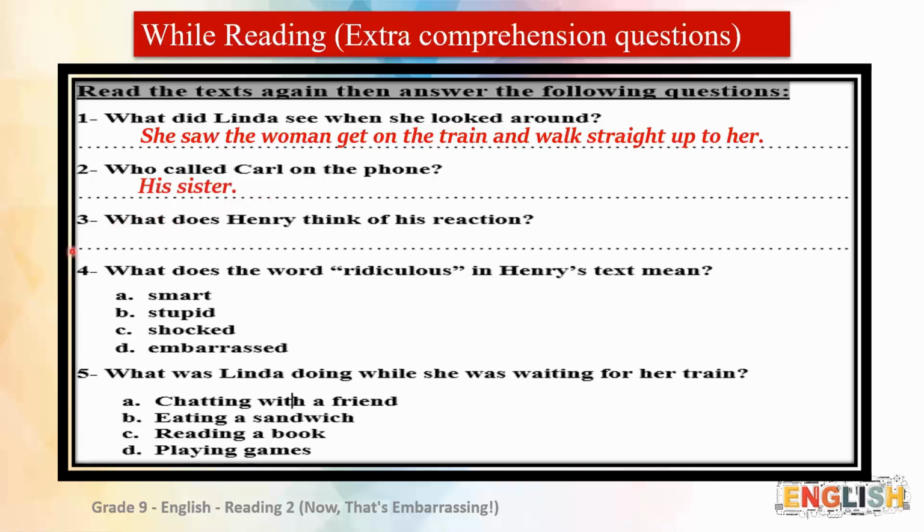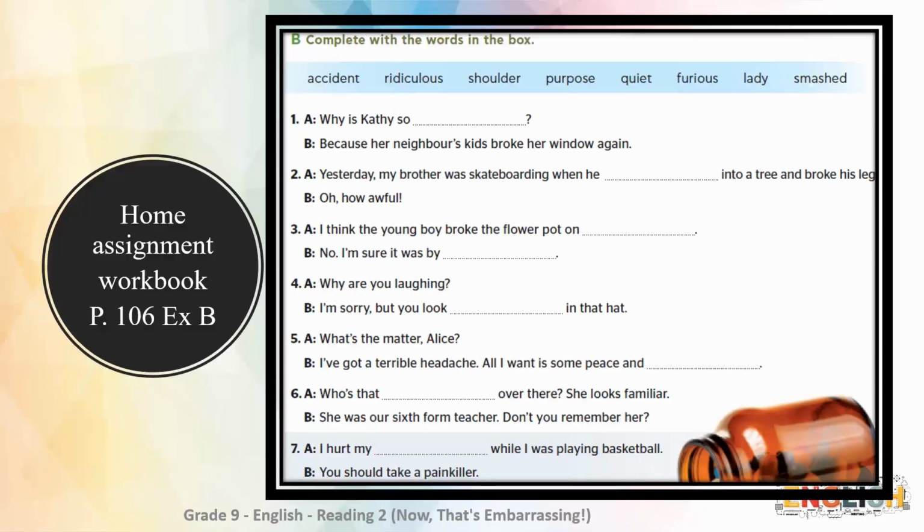Question 3. What does Henry think of his reaction? That's right, he thinks it was ridiculous. 4. What does the word ridiculous in Henry's text mean? Perfect, stupid. 5. What was Linda doing while she was waiting for her train? That's right, she was reading a book.